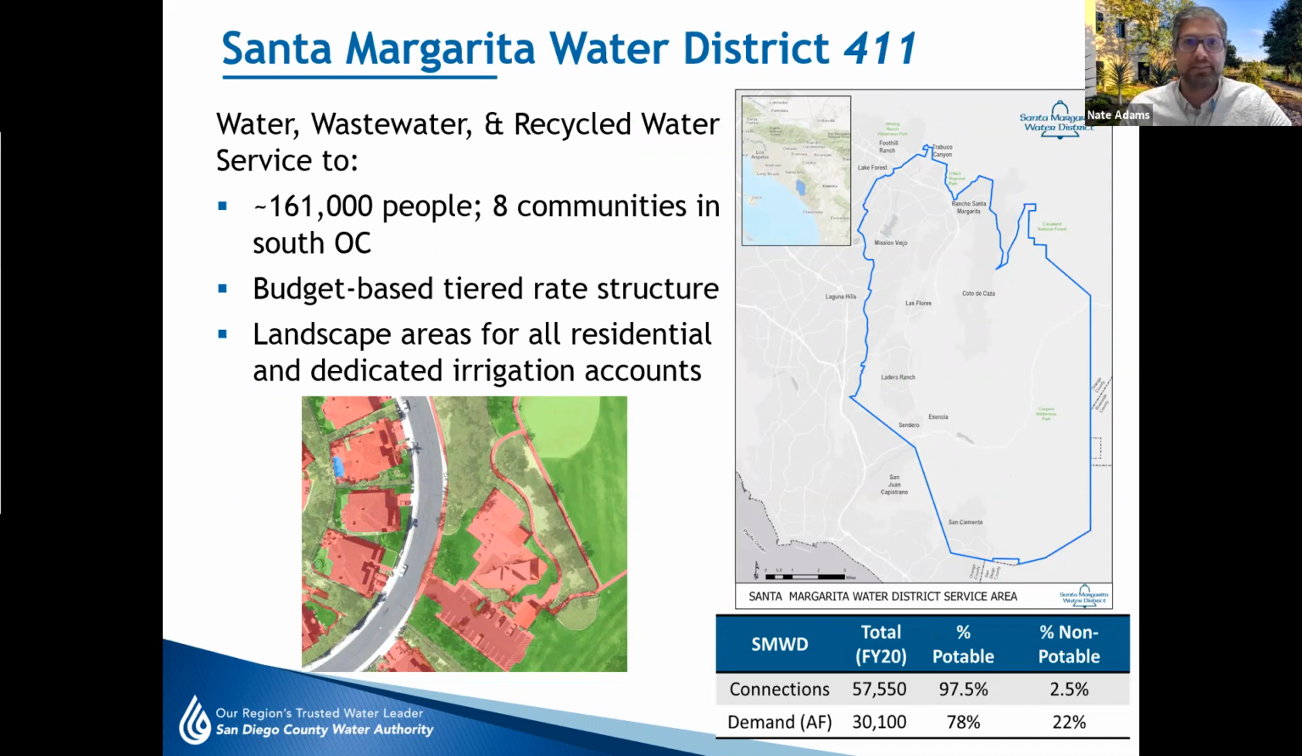So every month, each particular service, whether it's a residence or a dedicated irrigation, is given a monthly budget primarily dictated on how much landscaped area they have. So that's what I want to hone in on for the benefit of this group today. Go through some of the open-ended questions that we all have, and provide you at least one working agency's thoughts on how they're trying to A, respond to what DWR has provided, and B, offer an alternative. So next slide, please.